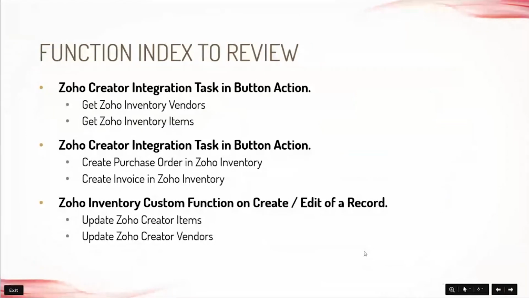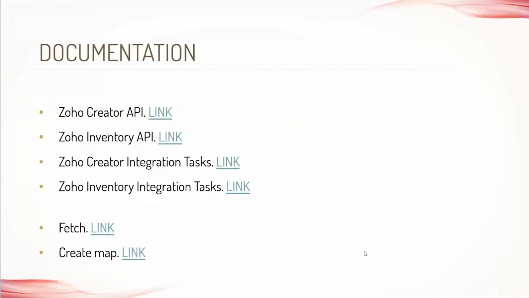Okay, so a little bit of the function index. We're going to get the inventory vendor items. We're going to update the items into inventory, and then we're going to maybe make an upload or an export of the file so we can see it's ready to import. Okay. Something about the documentation. We can use the Creator API documentation. We can use the inventory API documentation. This will help us to create the items, to create the vendors. The Zoho integration task, which is the task that we are going to review today, and also the inventory task. Okay.